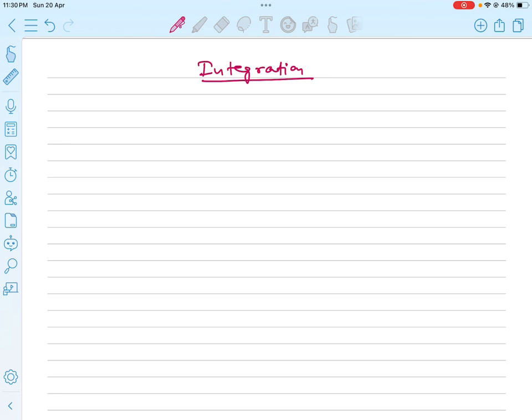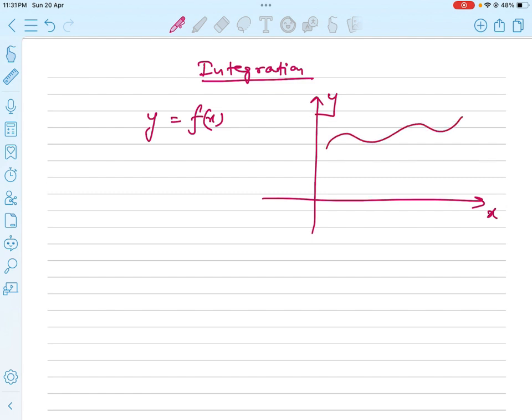In this video, we are going to talk about integration. Now, integration is finding the area under the graph. We know that any function y equal to f(x) will have some shape. So if you plot it on the curve, let's assume that the shape of this graph is something like this, and I want to find out the area between any two points A and B. Okay, so I want to find out this particular area.